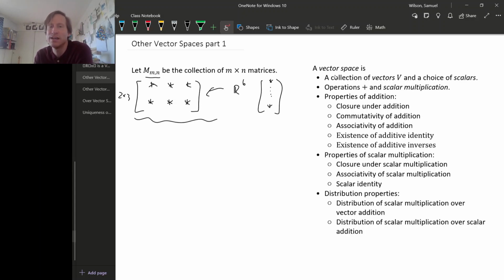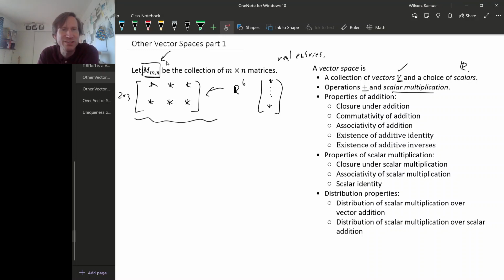And let's just check. To form a vector space, we have to have a collection of vectors, which, well, if we're going to say that our set is all matrices of a given size, well, that's a collection of vectors. And we have a choice of scalars because we're going to use the real numbers. I guess we should say that our matrices have real entries.